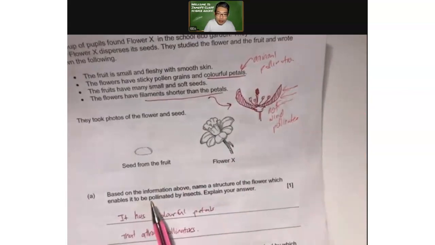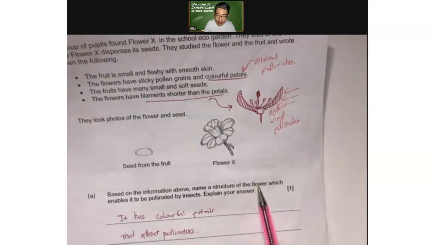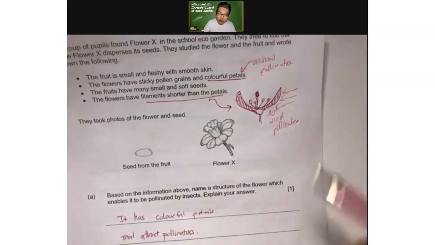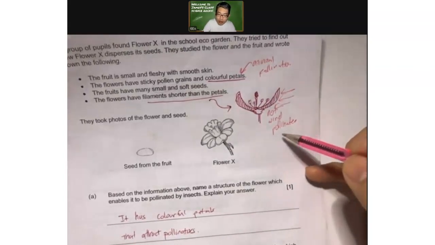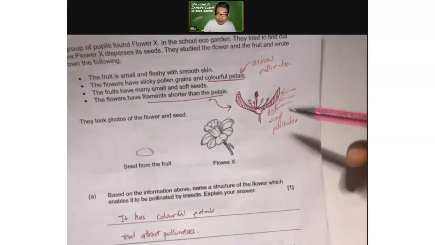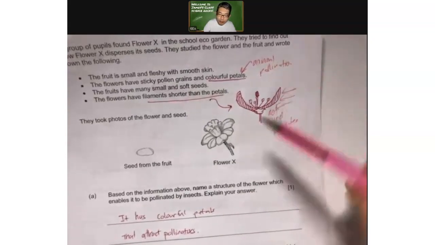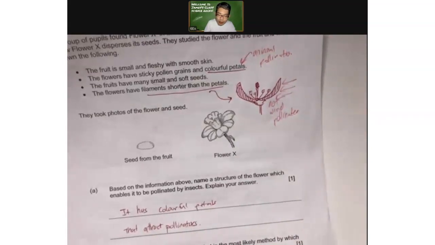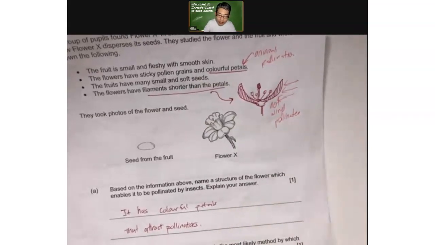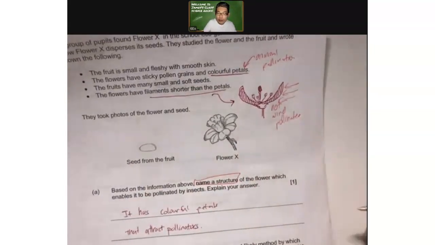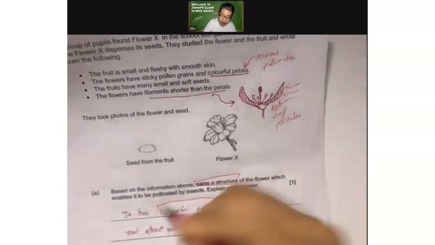Alright, now I took photos of the flower and the seeds. So based on the information above, name a structure of the flower which enables it to be pollinated by insects. We know it's not wind pollinated. So how can I explain? We can talk about either this structure or this structure. I chose this one because it's easier for you to answer. It has colorful petals. Remember, this one question has two parts. First, you must name a structure. So I name a structure, colorful petals.